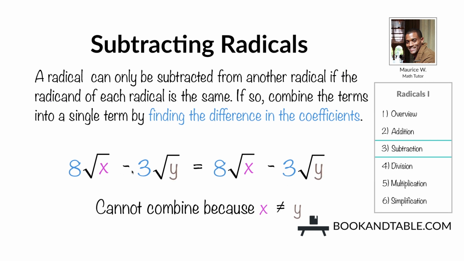Like addition, you cannot combine terms that do not have the same radicand. So 8 radical x cannot combine with negative 3 radical y because the x and the y are not equal to each other. So this would be the furthest you'd be able to simplify this expression. Same if the radicands were real numbers. 8 radical 2 minus 3 radical 5 cannot be simplified any further because the 2 is not equal to 5.